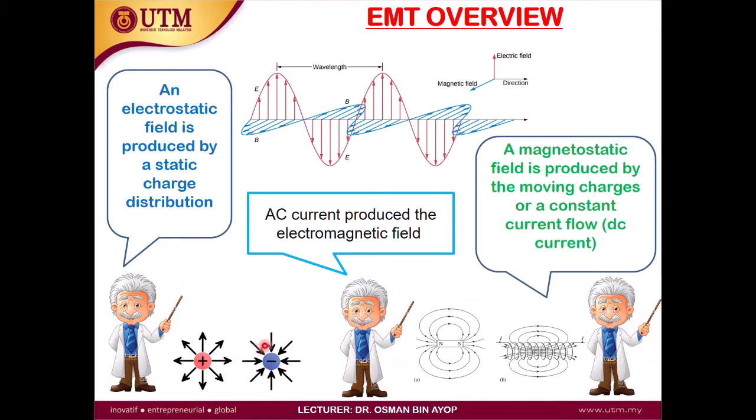For static charge, we have either positive charge or negative charge. For the positive charge, the field goes out from the charge, represented by the arrow. And for the negative charge, the field is going in. For the magnetic field, we have the north and south poles. So we have the flux going from the north to the south. It's just like a complete loop. And this is a solenoid.